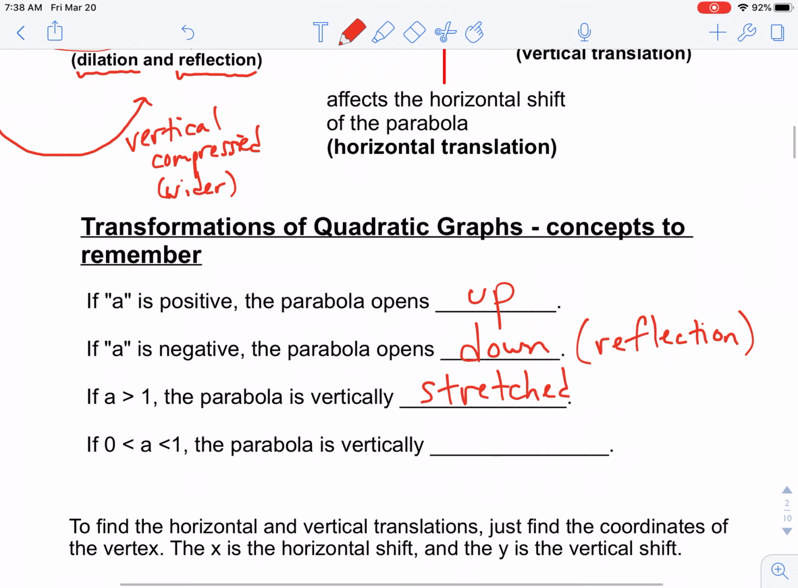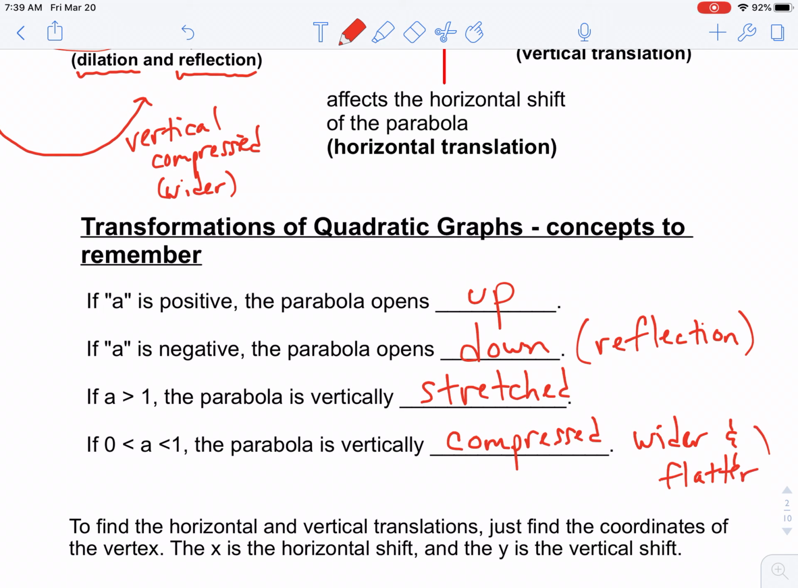But if the A value is between 0 and 1, aka it's a fraction, then it's going to be vertically compressed. It's wider and flatter. Stretched is taller and narrower. Okay?